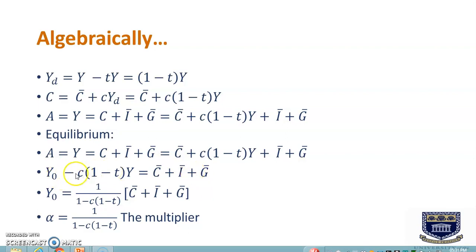Now, if we collect these terms and rearrange this slightly, what we are left with is 1 minus C(1 minus T). And if we take that over to the right-hand side, it becomes the inverse. So thus, our equilibrium level of income Y0 is equal to the multiplier, or alpha, multiplied by our autonomous components, in brackets, C bar plus I bar plus G bar. Right? And in so doing, you can calculate your equilibrium level of income, Y.